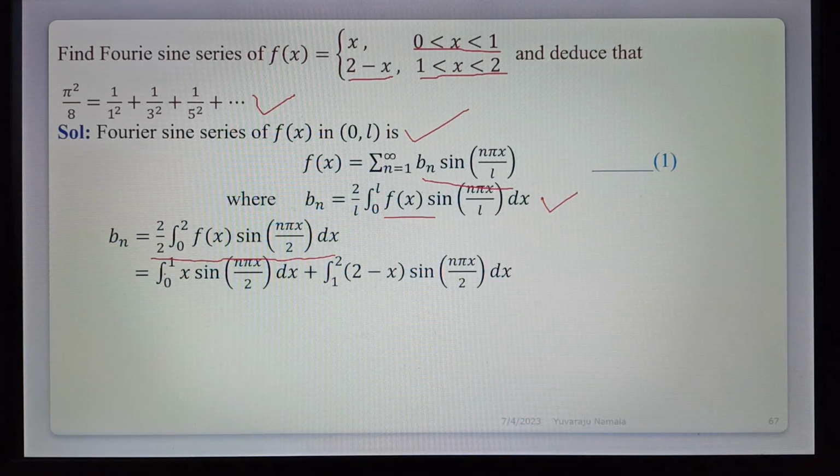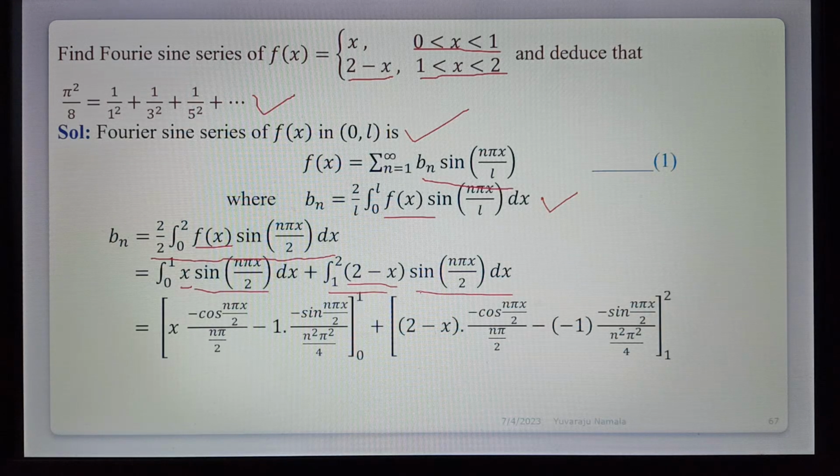So 2 by 2 integration 0 to 2 f of x into sin n pi x by 2 into dx. So the integration is also separate: integration 0 to 1 f of x is equal to x into sin n pi x by 2 into dx plus integration 1 to 2 f of x is equal to 2 minus x into sin n pi x by 2. So now by parts method, x into sin n pi x by 2, u into v method: x into integration of sin, minus cos n pi x by 2 by n pi by 2. The derivative of x is 1, a constant, sin 2 times integration, minus sin n pi x by 2 by n square pi square by 4, limits 0 to 1.